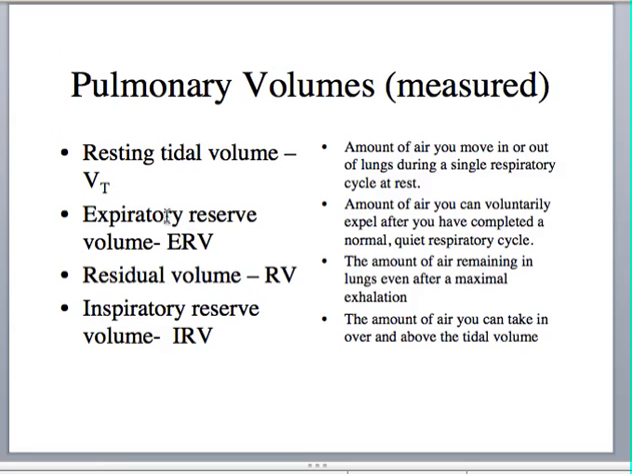The expiratory reserve volume is the amount of air that you can voluntarily expel after you have completed a normal quiet respiratory cycle. Your residual volume is the amount of air remaining in your lungs even after a maximal exhalation. And then your inspiratory reserve volume, or IRV, is the amount of air you can take in over and above the tidal volume.